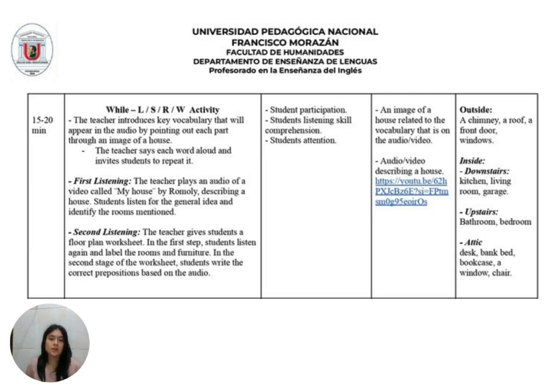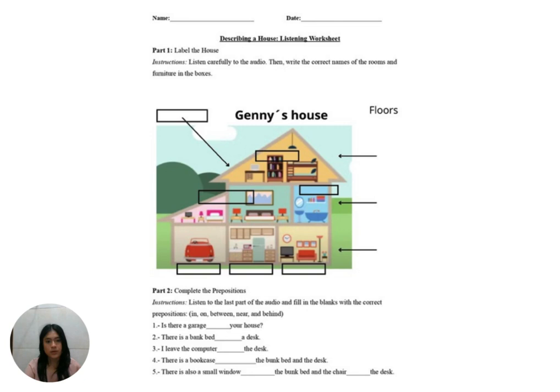For the second listening, I will hand out a worksheet with a house floor plan. Students must complete two tasks. So here is the worksheet. In the first part, students label the rooms and furniture based on what they heard in the audio. And in the second activity, the students write the correct prepositions of place according to the audio.